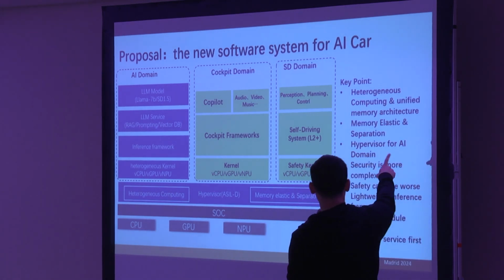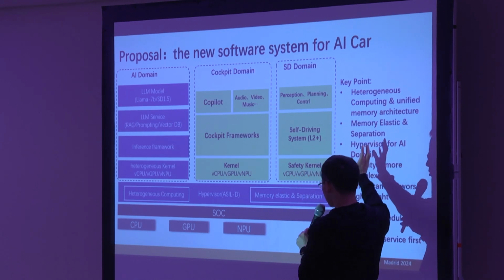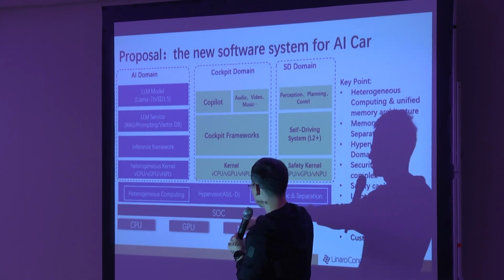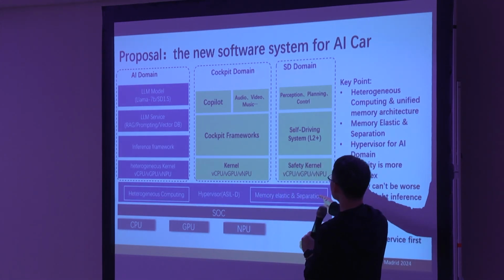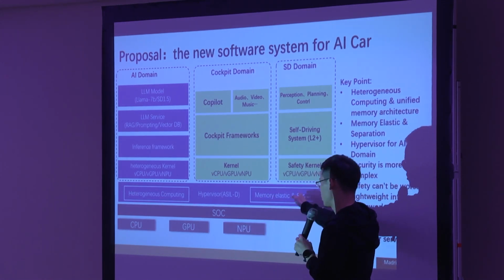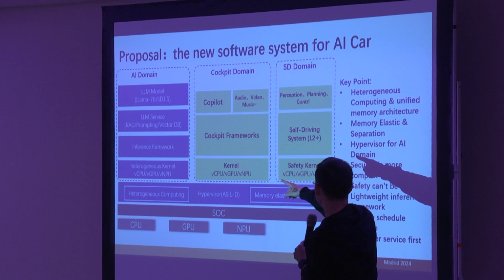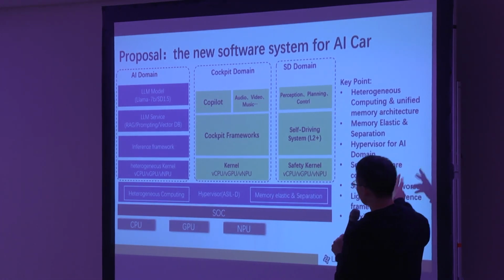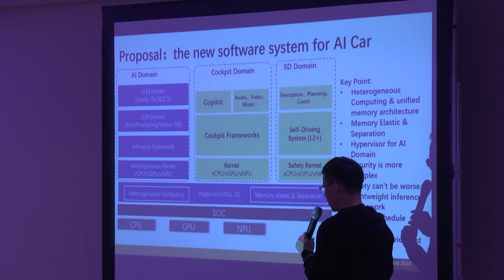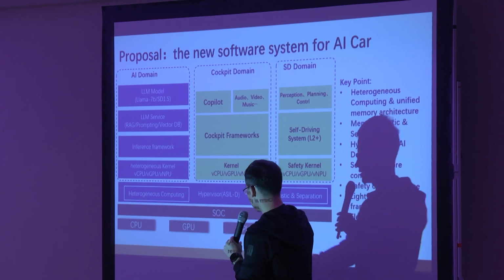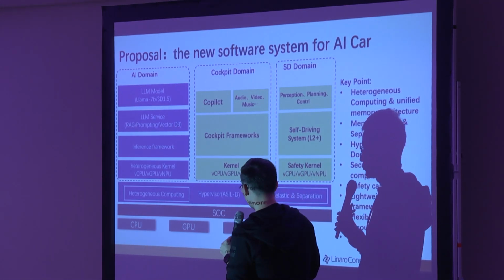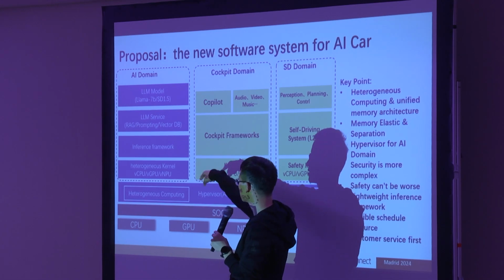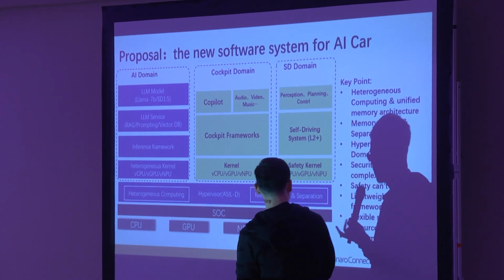The second is memory elasticity and separation, because you need to make sure that the memory is separate, so that self-driving gets its own memory and is not affected by the AI domain. And third, a hypervisor for the AI domain. In our car, we have already developed a hypervisor to separate the cockpit domain and the self-driving domain. So we need three domains, and the third domain is the AI domain. We need a hypervisor to do that.